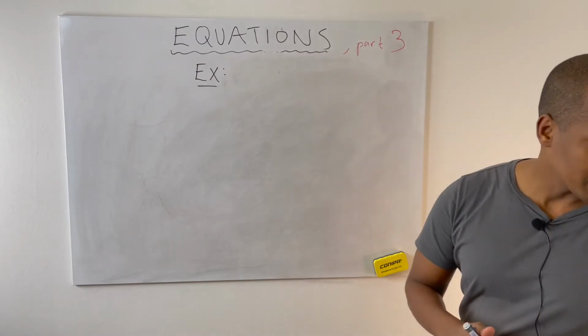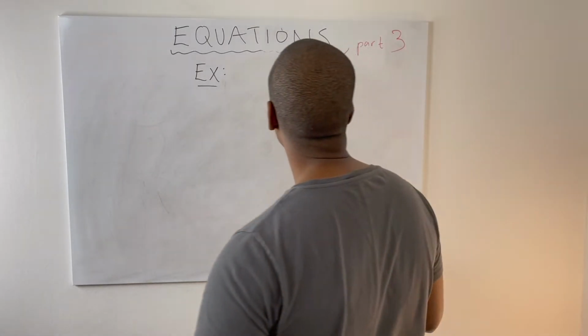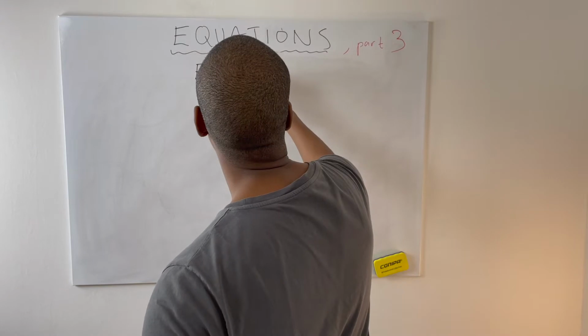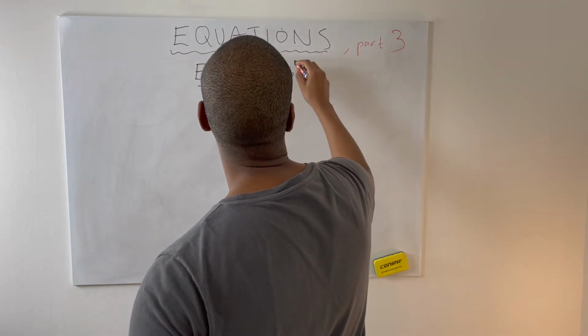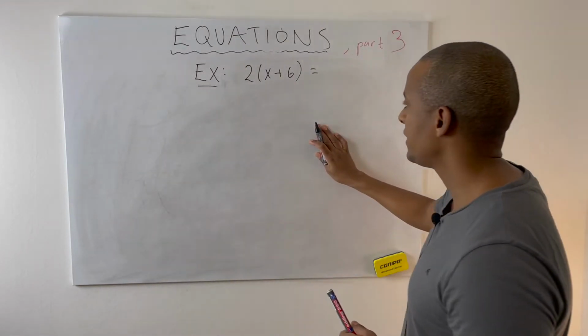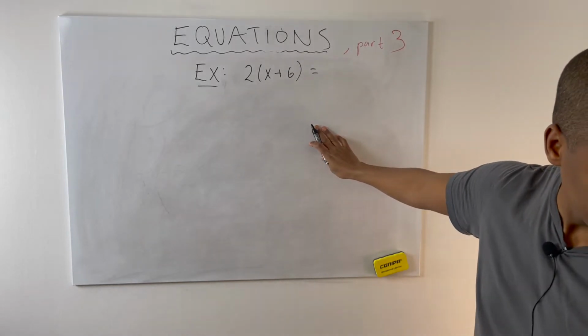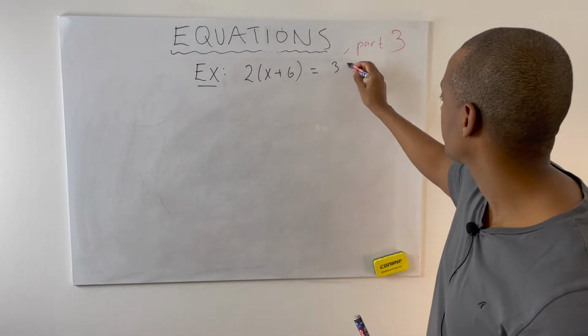So we're going to start off like this, guys. We're going to start off with 2 times (x plus 6) is equal to 3x.